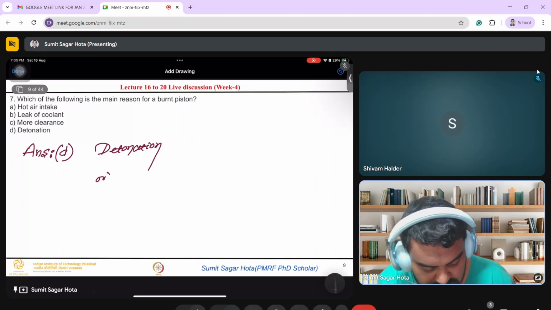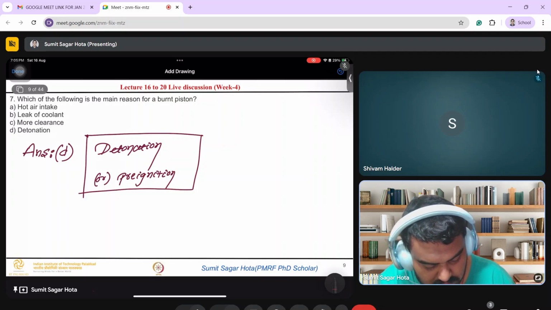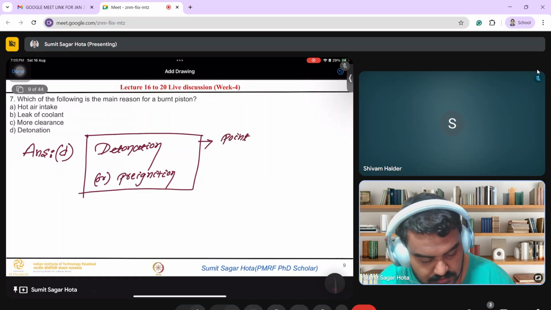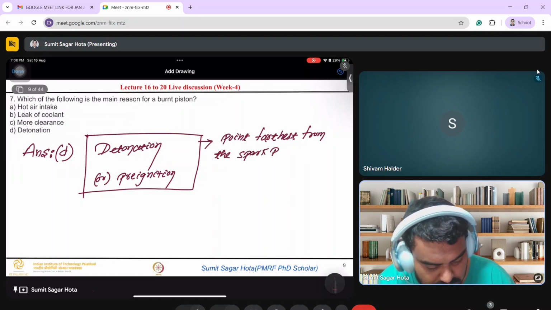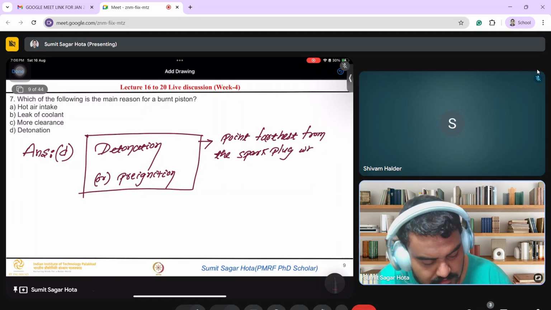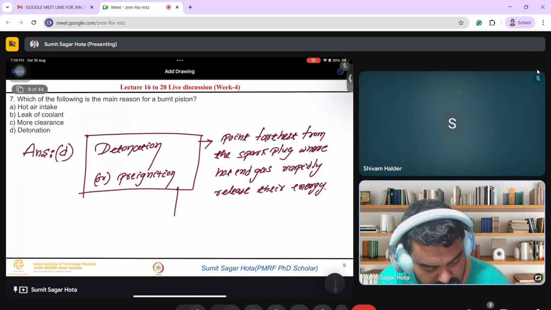Detonation is otherwise known as pre-ignition. It happens at the point farthest from the spark plug, where hot gas rapidly releases its energy, and this is the main reason.